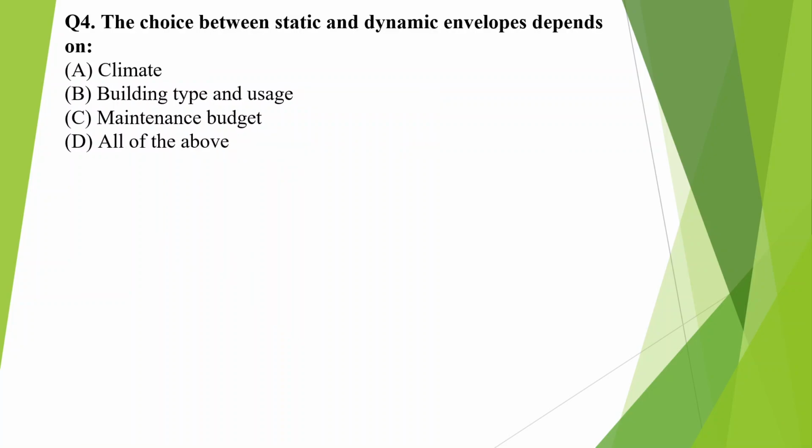Here is the fourth question in front of you all. The fourth question is asking you: the choice between static and dynamic envelope depends on. For some people, the static envelope will be better. For some people, the dynamic envelope will be better. So what do you think? How do people make their selections between the static or the dynamic envelope system?